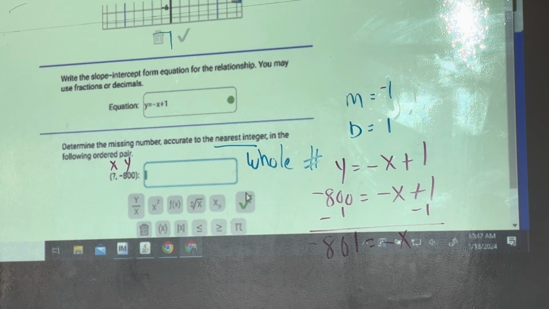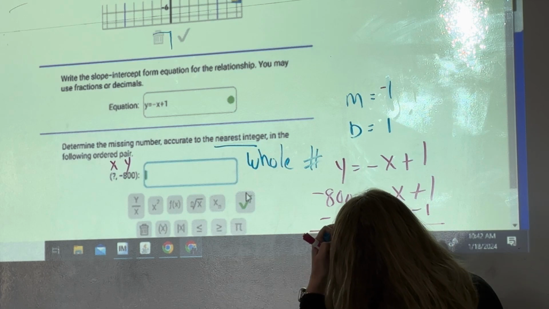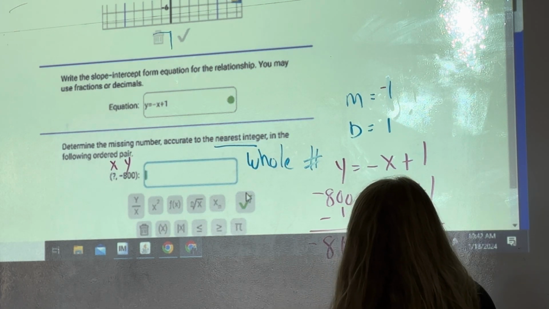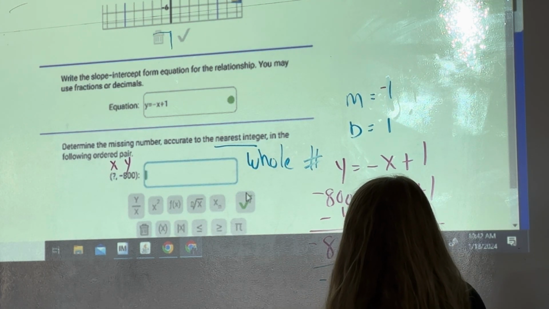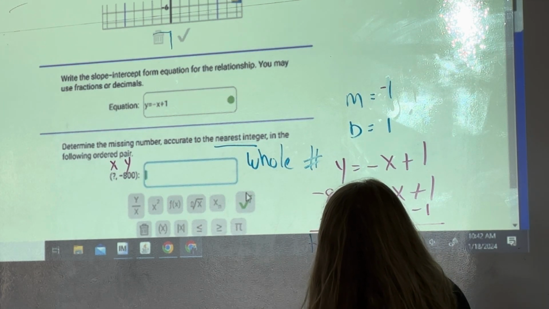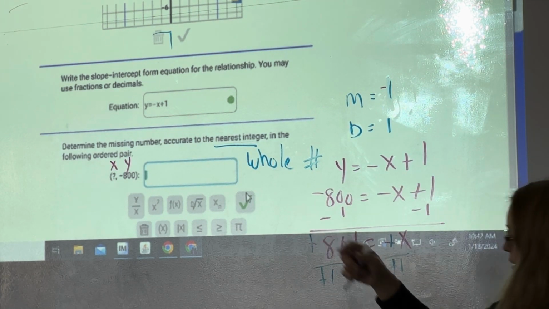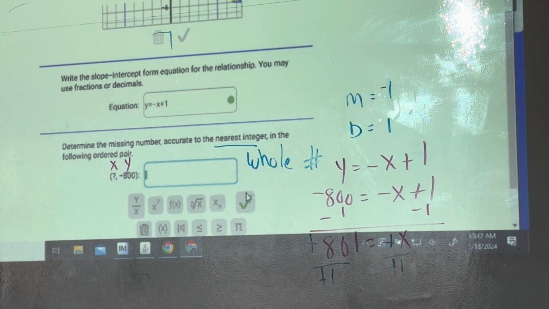What do we do? What's in front of X? Negative what? What number? 1. Very good. So we're going to divide by negative 1. And so negative divided by negative is a positive, right? And so what's my answer? 801. So 801.